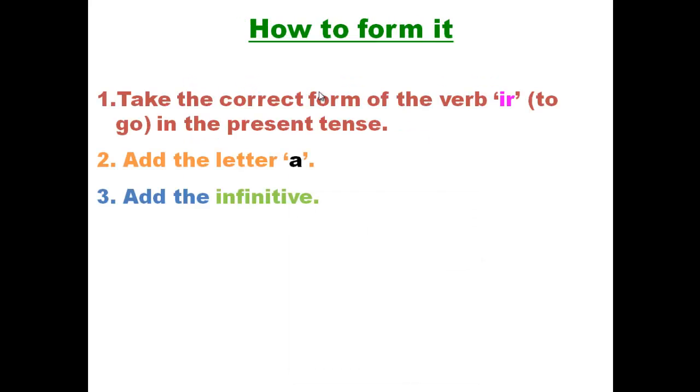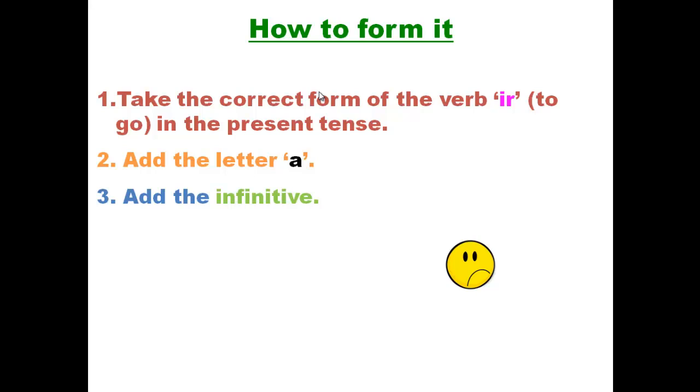Good news is it's really easy to form. It's one of the easiest tenses in Spanish to conjugate. Sorry, to make. It's not particularly difficult, and there are absolutely no irregulars, so it's nice and easy. So there's a three-step process. The first step you need to find the correct form of the verb ir, which means to go, in the present tense. Step 2 is you add the letter a. Step 3 is you add the infinitive.